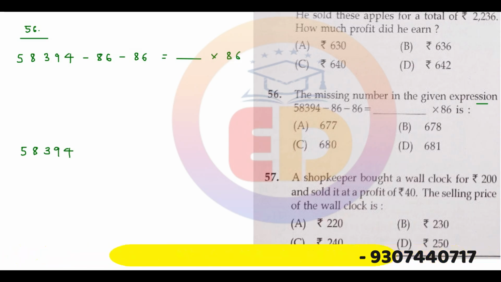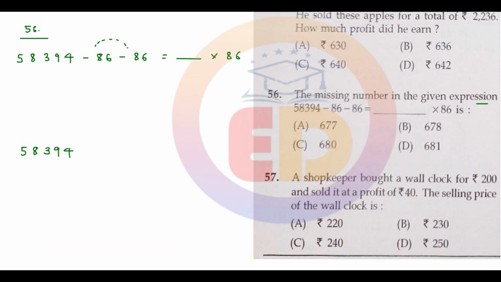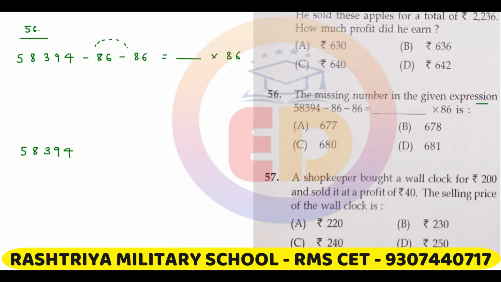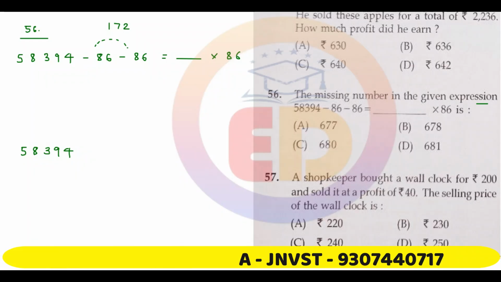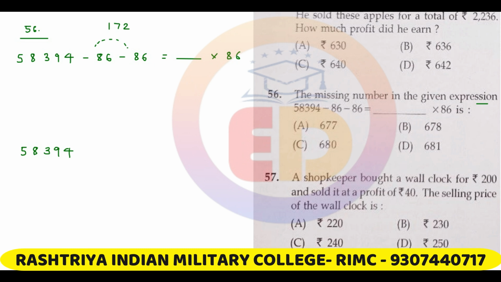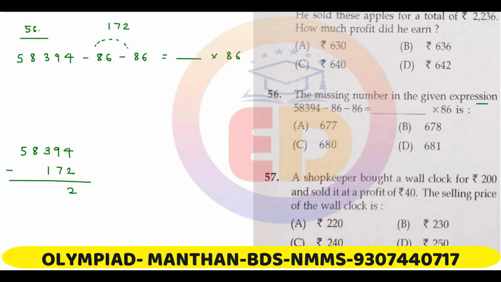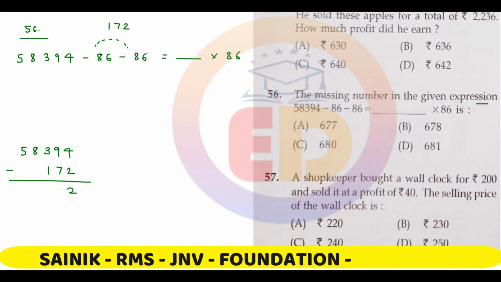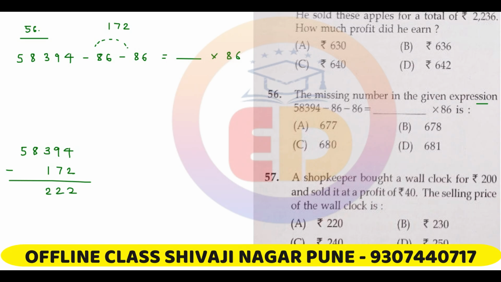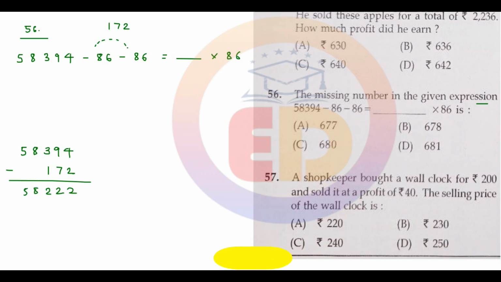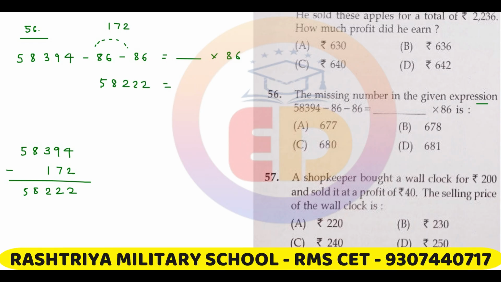58,394. Now a small point: minus 86, so the minus and minus will become plus when you add these two, which becomes 172. So rather than subtracting 86 two times, let us subtract 172. That will give us 2, 2, 2, 8 and 5. So now I have 58,222 equals blank multiplied by 86.